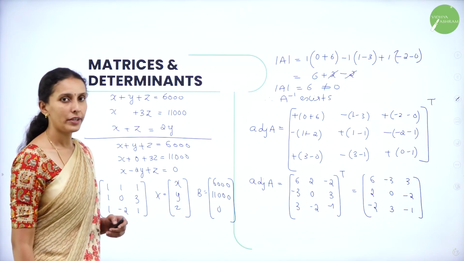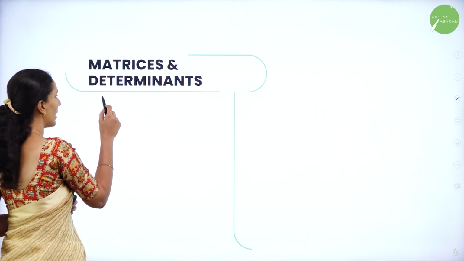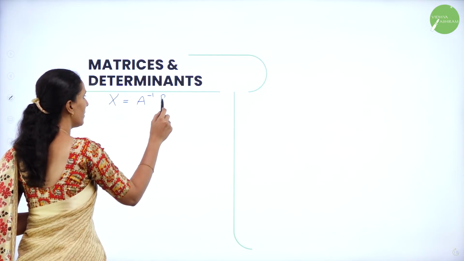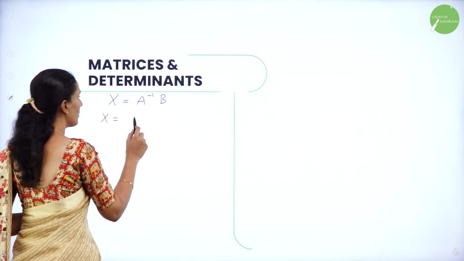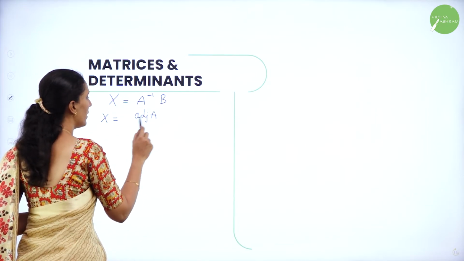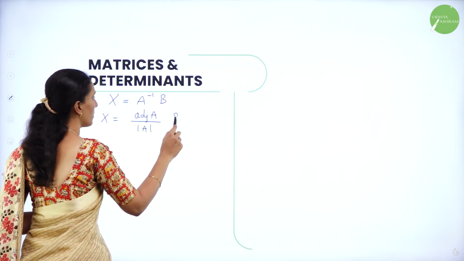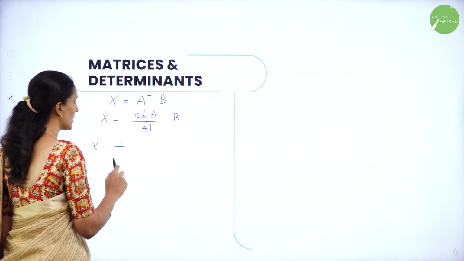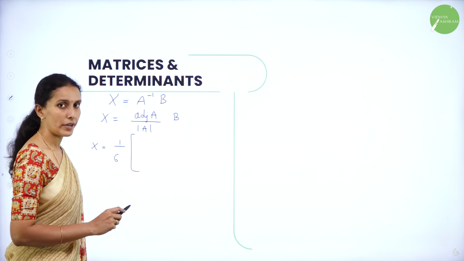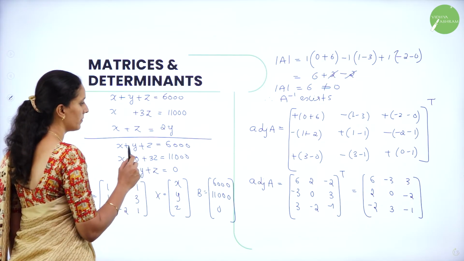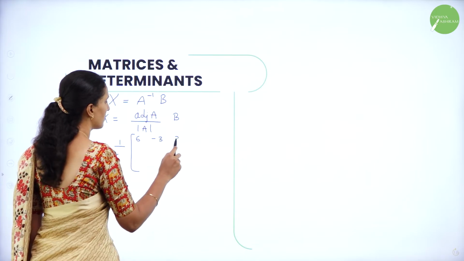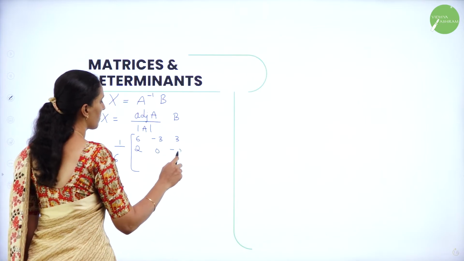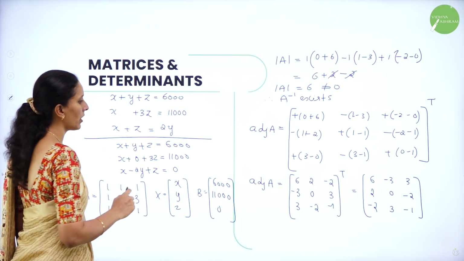So once you have got adjoint A, the next step is we need to find A inverse. So we have x is equal to A inverse B. So we get x is equal to A inverse, which is nothing but adjoint of A divided by determinant A, into B. So let's keep adjoint A outside. So 1 by 6. Let's write adjoint A. What is adjoint A? We have 6, minus 3, 3. Next, 2, 0, minus 2. Next, minus 2, 3, minus 1.